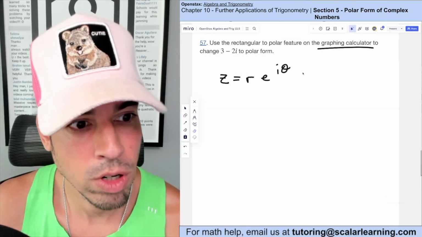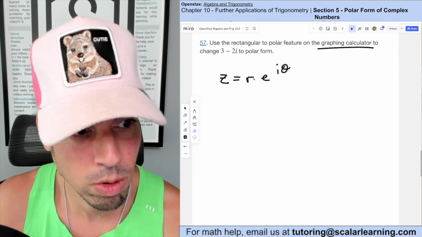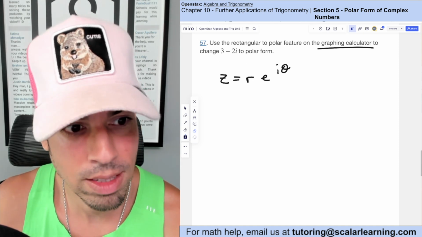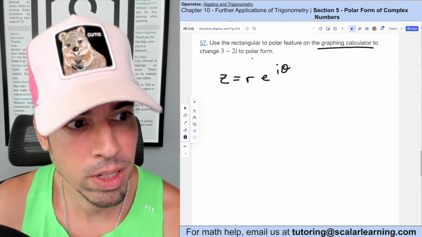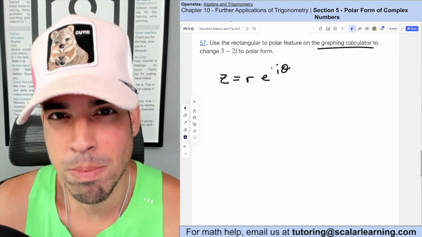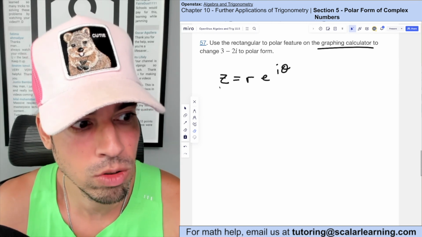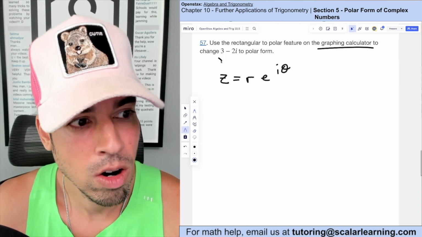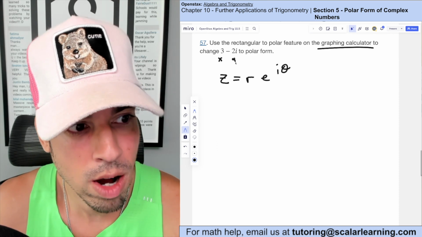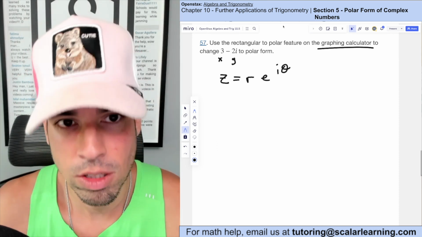So for this one, we're going to start out with the formula z, that number that we're getting in polar form, is equal to r times e to the i theta. And it says use a graphing calculator, but we're going to use Desmos, and we're going to use the typical conversion. We have to find r and theta from this. So I'm going to show you how to do that now. Basically, our x is going to be that 3, our y is going to be that -2, and on Desmos, this is going to be b and a. So let me show you what I mean.